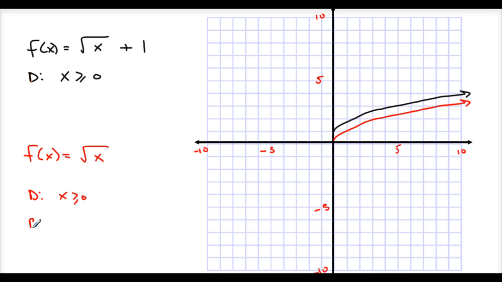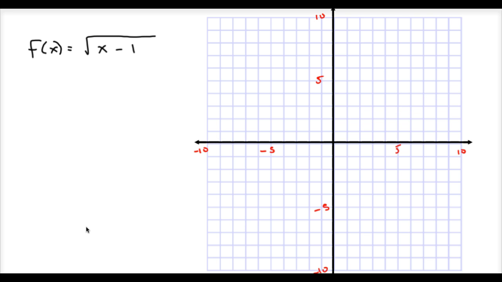But does the range change? What's the range of my parent function? The parent function's range is y is greater than or equal to 0. The new function, the square root of x plus 1, what's the range of that one? What's the lowest this graph goes? Y is greater than or equal to 1. So this plus 1 on the outside just changed the range of the function. It didn't change the domain because I'm still limited to only plugging in 0 as the smallest x value.